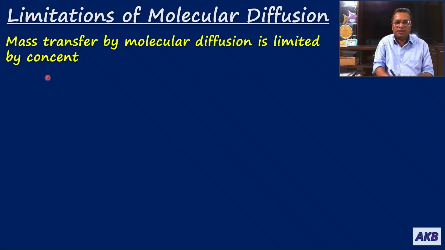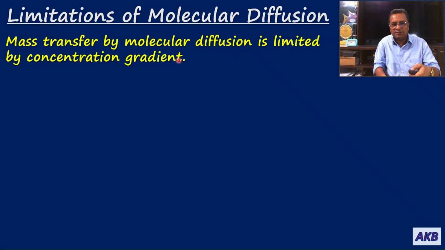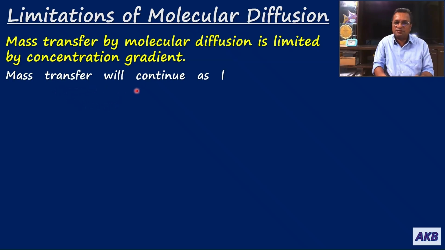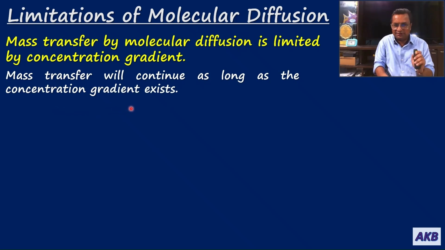Then the third limitation is that mass transfer by molecular diffusion is limited by concentration gradient. As I said earlier, mass transfer by molecular diffusion will continue to happen as long as there is a concentration gradient. Once the concentration gradient becomes zero, mass transfer will stop. So that's why we are saying mass transfer by molecular diffusion is limited by concentration gradient. Mass transfer will continue as long as the concentration gradient exists.